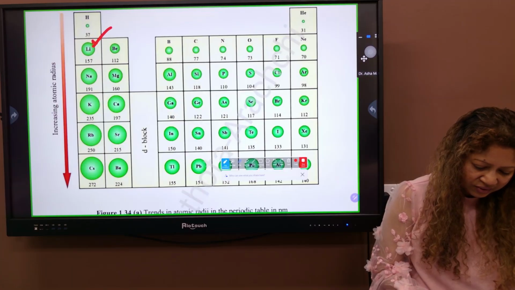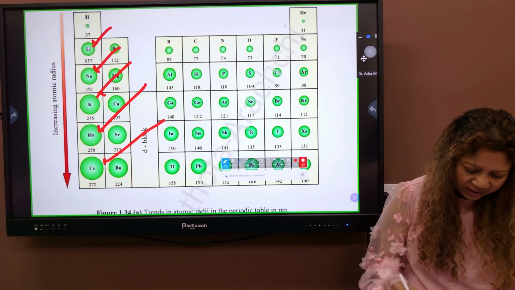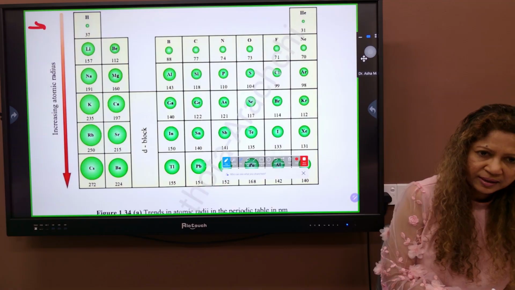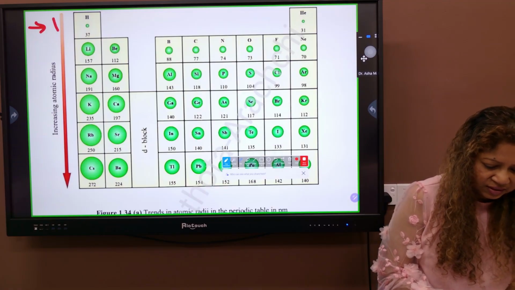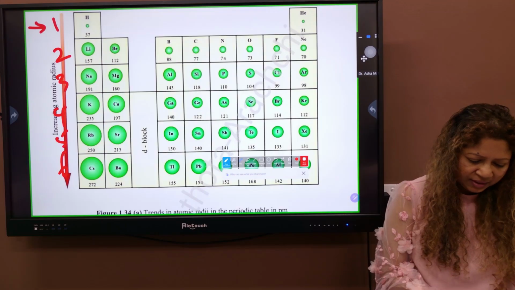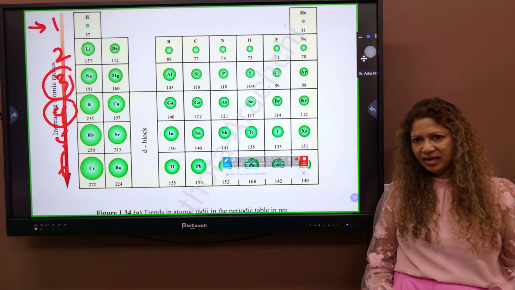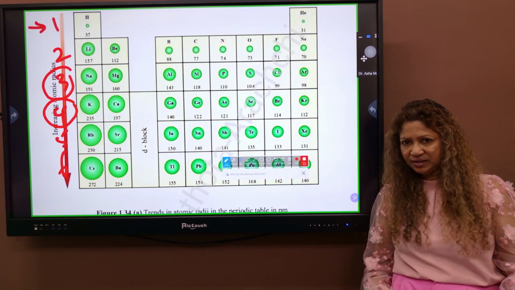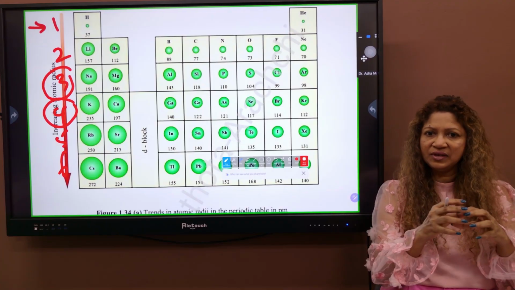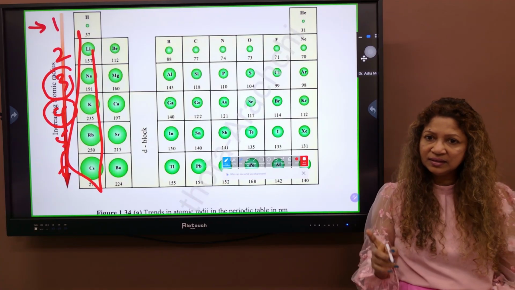The main reason that your radius is increasing going down the group is that electrons are always entering into new energy levels. What is this energy level, or this period, or this principal quantum number? 1, 2, 3, 4, 5 and 6. What is the main difference between 3 and 4? 3 has 3 main energy levels. 4 has 4 main energy levels. Understood? So 1 extra energy level is there. Electrons are always filling a new outer shell energy level, so the size is increasing.